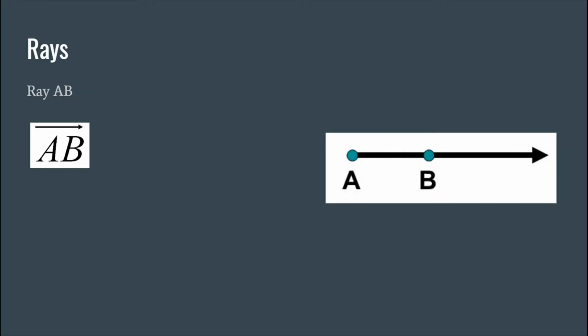So if you label this ray BA, that would be wrong, because that's saying that this ray starts at point B and you pass through point A as it keeps going. But that's not the case, because here we're starting with point A and it's going continuously in this direction, passing through point B. Okay, so rays, you have to label them in a specific order, because the first letter tells you where you're starting and the second letter tells you it's going in that direction. That's important.